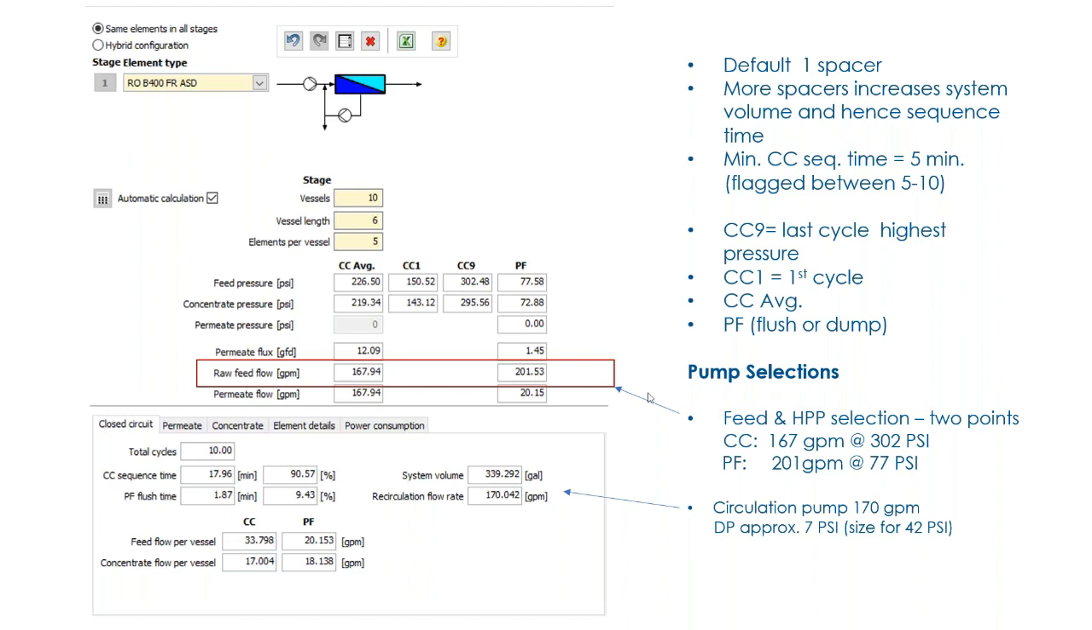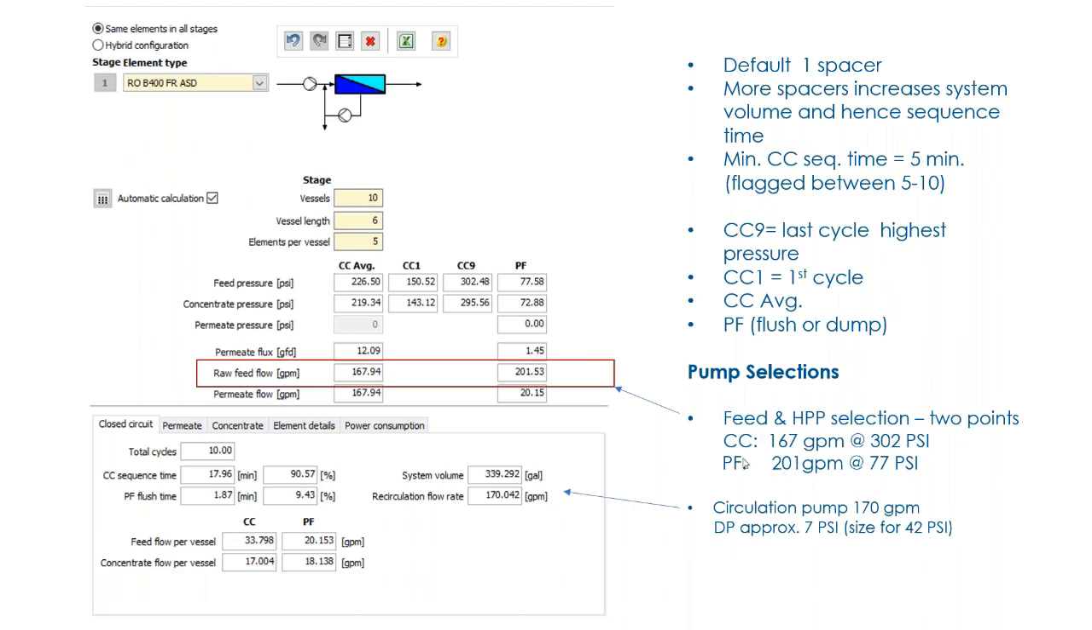So for the feed and high pressure pump, there are 2 design points. The flow rate during closed circuit, the CC average, the reason why this is blank is it's a constant raw feed flow rate. And then as far as sizing your pump on the number of stages or pressure, you're going to take that flow rate, and then you're going to take your last cycle pressure. In this case it's the 302.